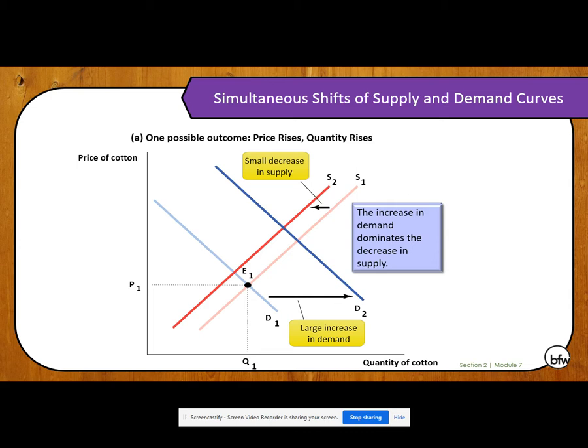Okay? How can I tell that it's a lot bigger? Yeah, there's a bigger gap. The vertical distance between those two curves is a lot wider. Okay? So in this case, we're saying that it was a really big change in demand. The change in supply was a lot less. So the change in the demand overpowered the change in supply. And thus the equilibrium price and quantity ended up where they did.